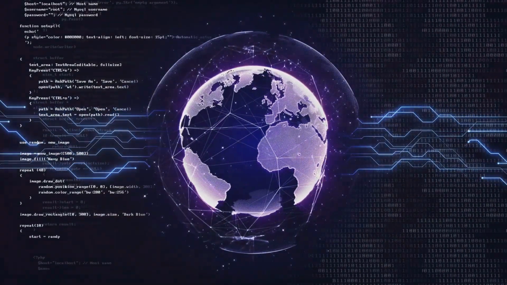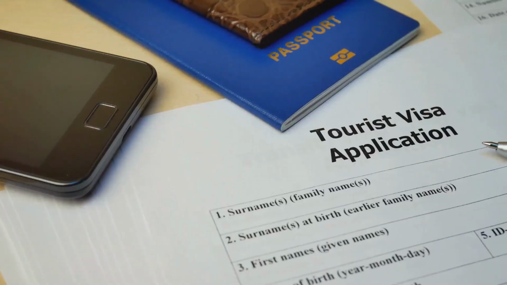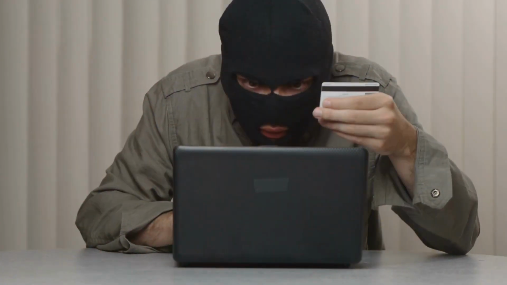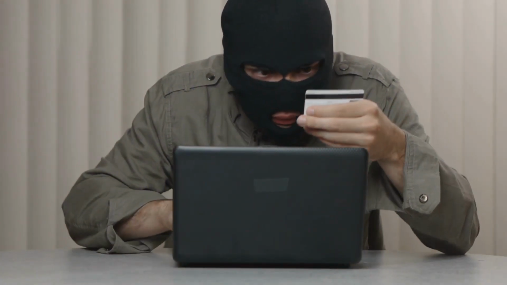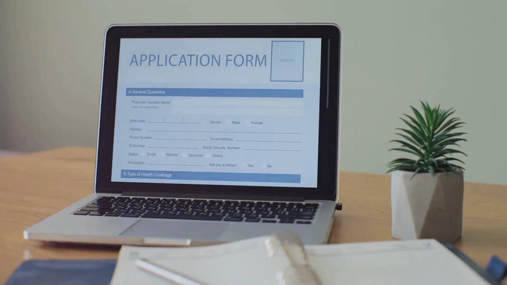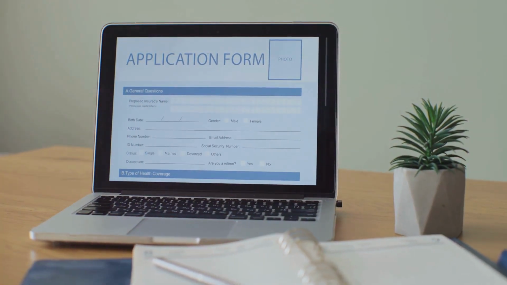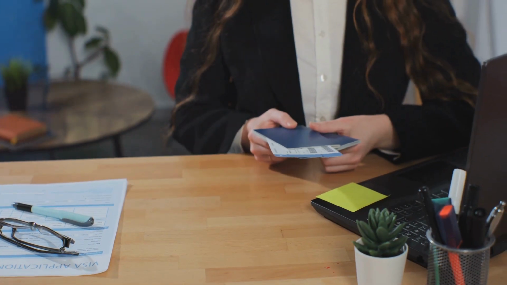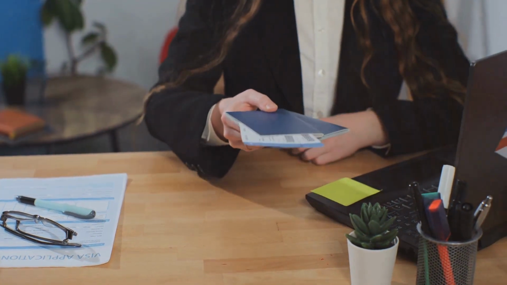6. Important tips. Beware of scams. The DV Lottery application is free. Be cautious of websites or individuals charging fees to submit your application. Follow instructions. Ensure that all information provided is accurate and follows the guidelines provided by the U.S. Department of State. Keep records. Retain a copy of your confirmation number and any correspondence related to your application.